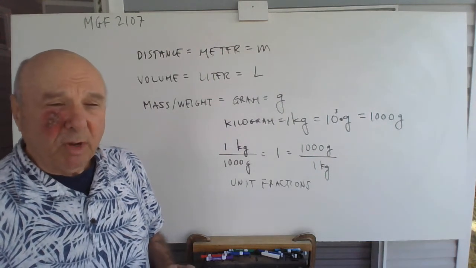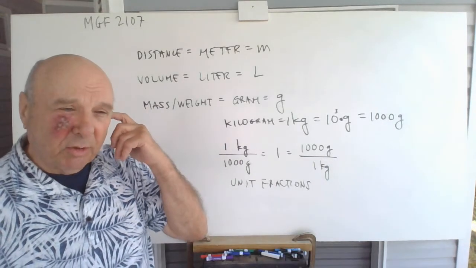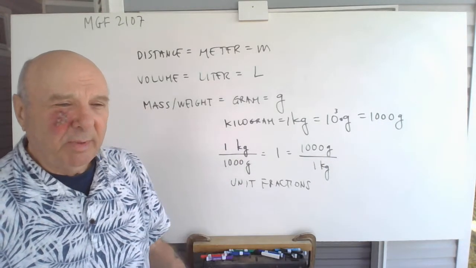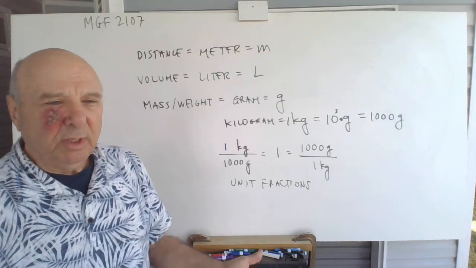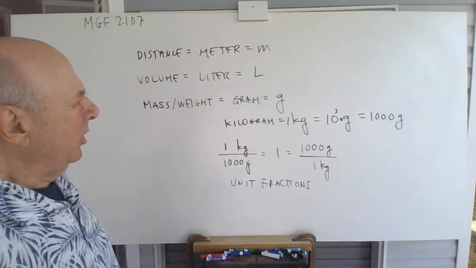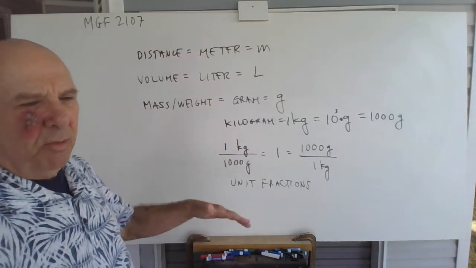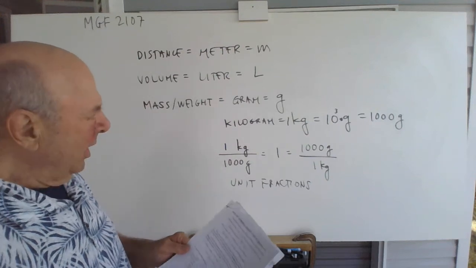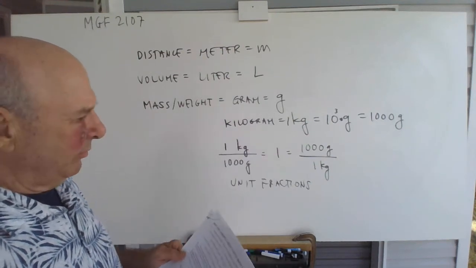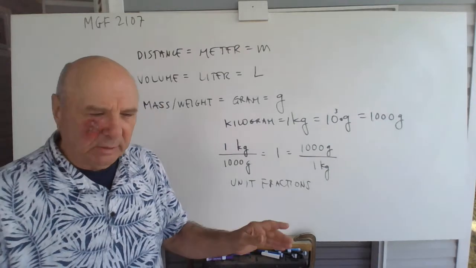Also, later on, we're going to go from the so-called American system to the metric system, or vice versa. We're going to use unit fractions. But within the metric system, there are always powers of 10. And there's a couple of ways to do this. So I'm going to erase this real quick. Stand by.